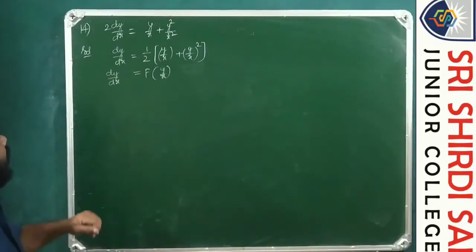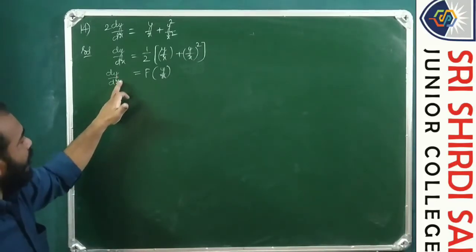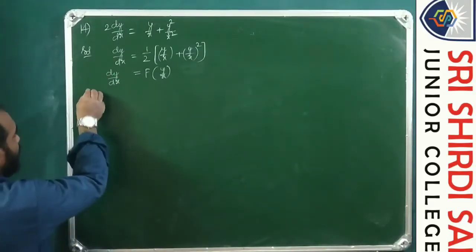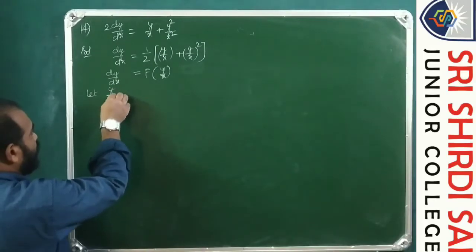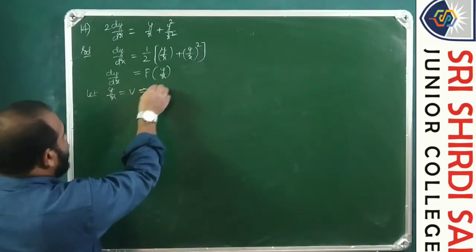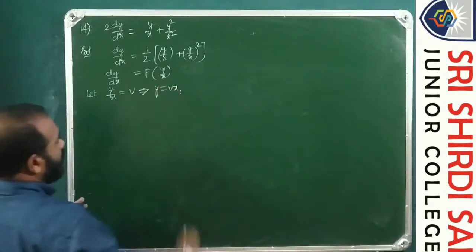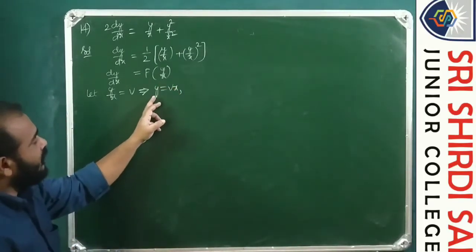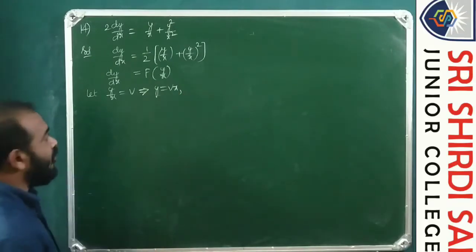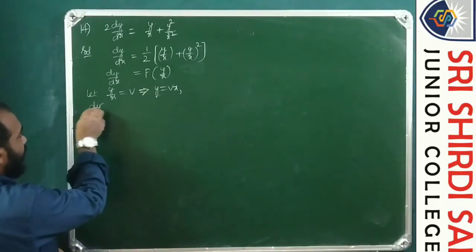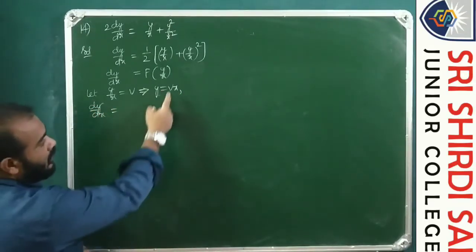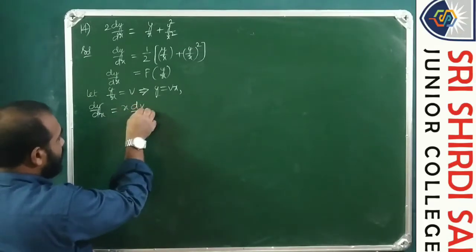So we have to take y by x equals v. Let y by x equals v, so y equals vx. So on differentiating with respect to x on both sides, we will be getting dy by dx equals x dv by dx plus v.